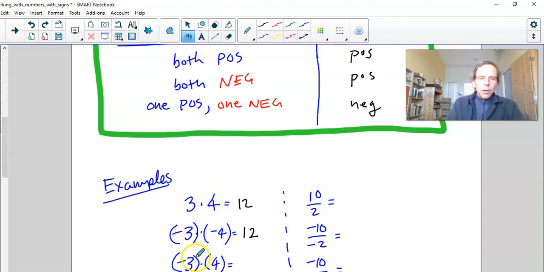Anyway, okay, now we have a negative number times a positive number. So they're opposite signs. The result should be negative. Notice I'm multiplying the numbers, sort of forgetting the sign, and giving the end result the sign based on the table. So 3 times 4 is 12, but one is negative and one is positive, so the result is negative.